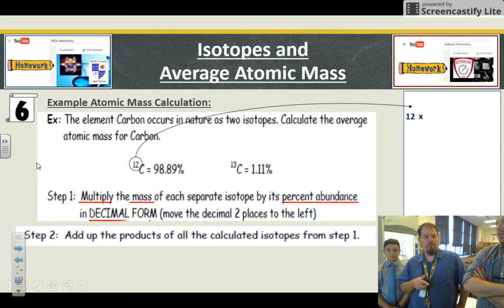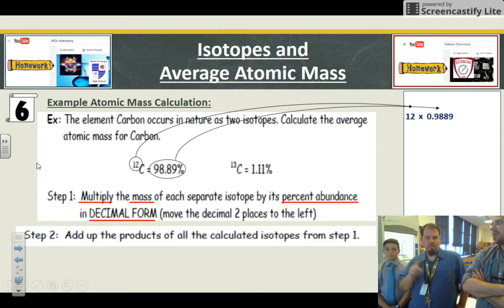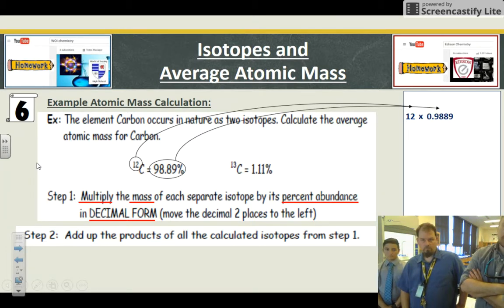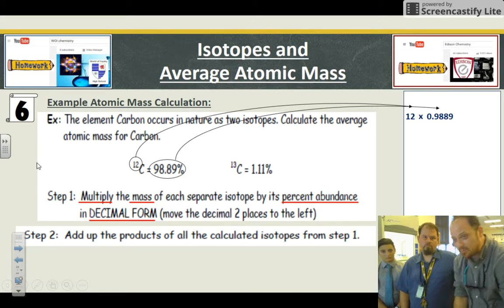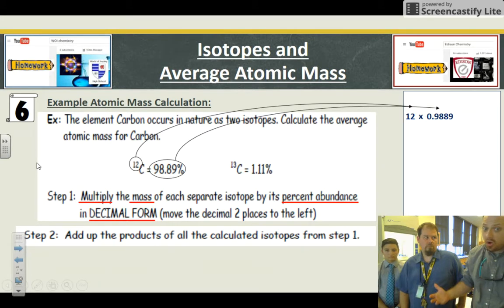By its percent abundance, but specifically in decimal form, because remember, percent is always part over whole times 100. So we got to get rid of that 100. We just want the part over the whole piece. So when I take this number, I convert to decimal. You divide by 100 to move the decimal 2 spaces to the left. And it means that 98.89% of all carbon atoms have an atomic mass of 12.